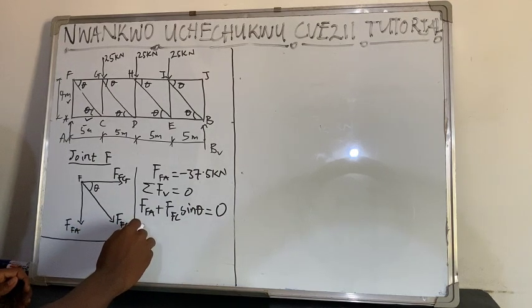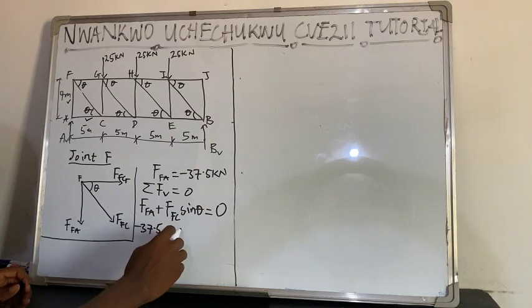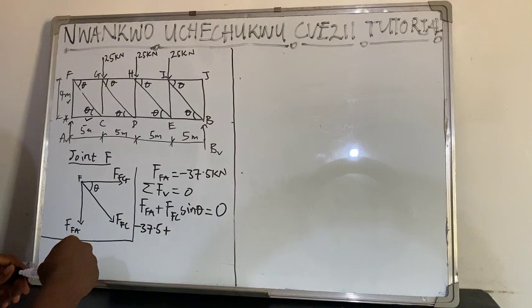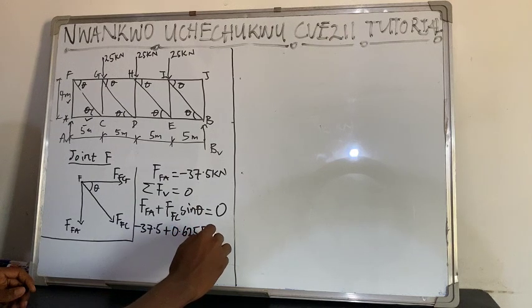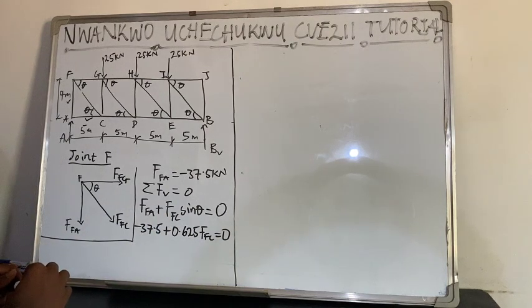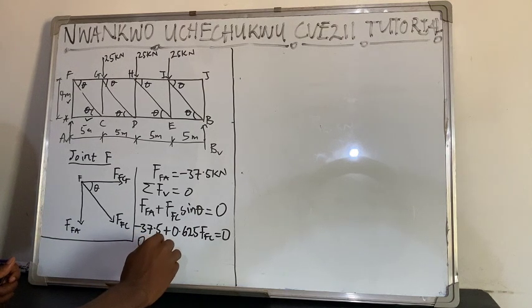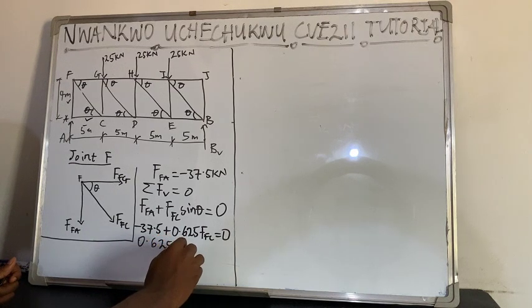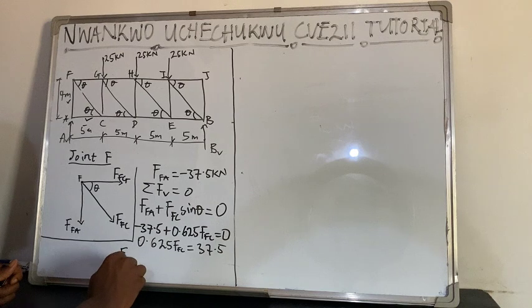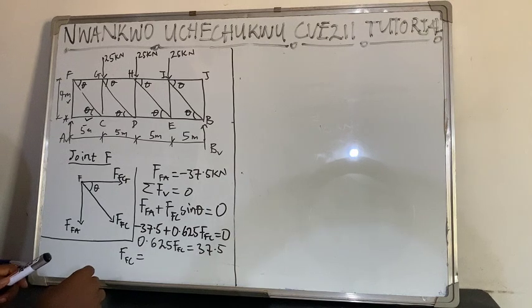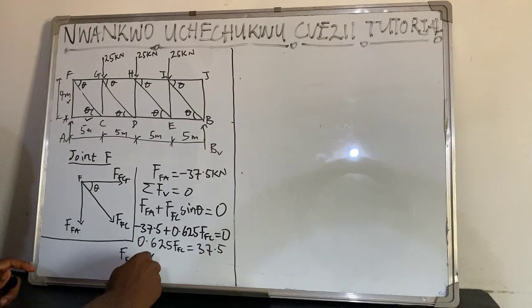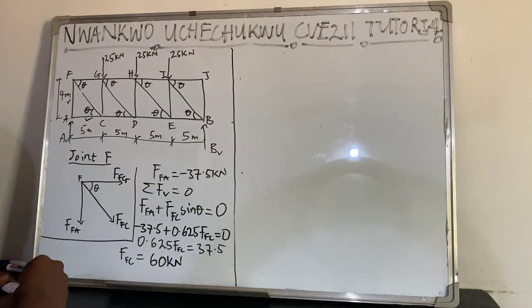So we already know FA as minus 37.5, FC is unknown, but we know from our calculation before that sine theta is equal to 0.625, so we have 0.625 FC is equal to zero, right? Now, from this, 0.625 FC is equal to what? Taking this over, you have 37.5, and you divide both sides by 0.625, you have that FC is equal to 37.5 all over 0.625. That will give us 60 kilonewtons.